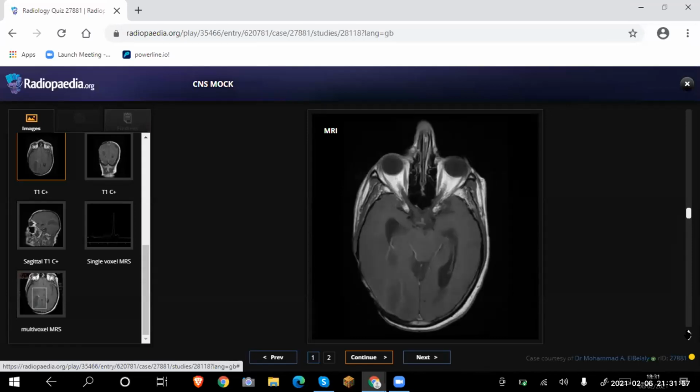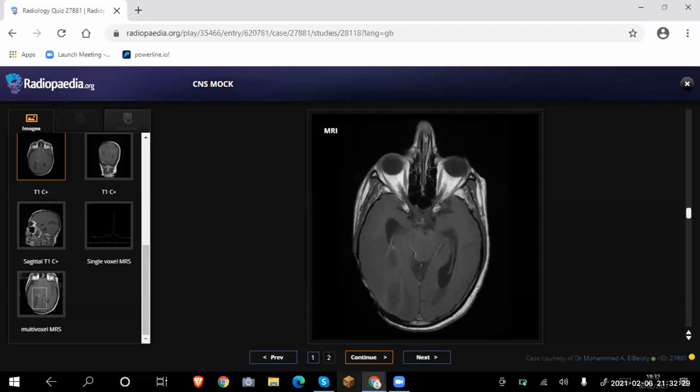So a ring enhancement means it is a cystic lesion with a ring enhancement. It could be cystic metastasis. It could be an abscess or septic emboli. So I would like to know the clinical picture of the patient, if he has a primary tumor, like a breast. It could be breast metastasis, or if the patient has had a previous cancer of the scalp. Okay, so that was operated.